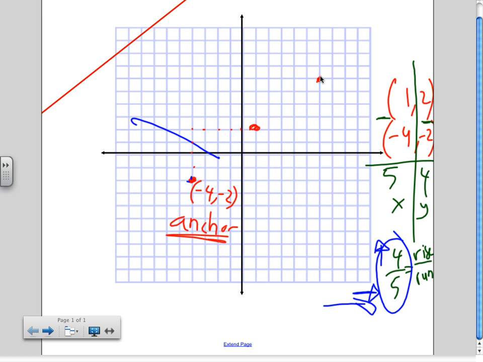Right there. 4 up, 5 right. Is that true? So we have this going to the right-hand side. Is there any way for us to go back to the left? Is there another way to write 4 over 5? Think about that for a moment.